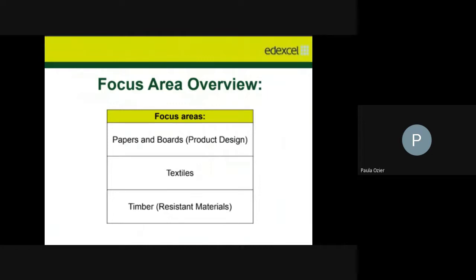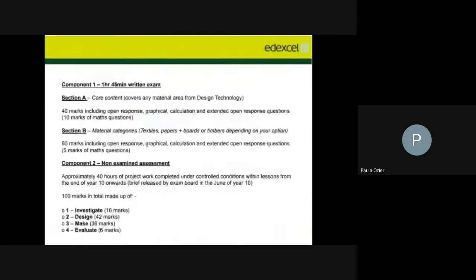So as I said, we've got 3 different focus areas. So product design, and if you're opting for product design, then your material area that you'll be specialising in are papers and boards. There's textiles, where you'll be learning about fabrics and fibres, and resistant materials, where you're learning about timbers, so a range of natural woods and manufactured woods.